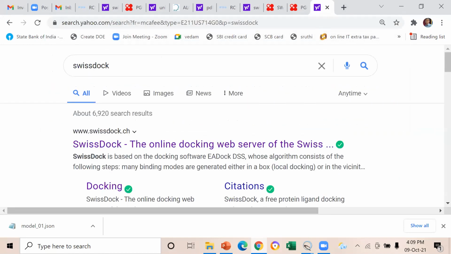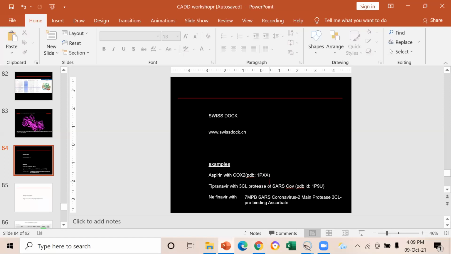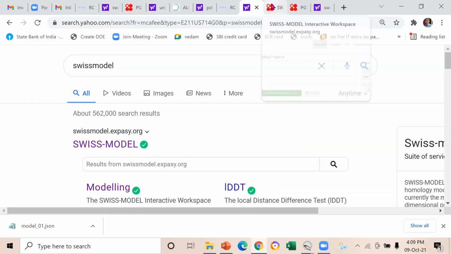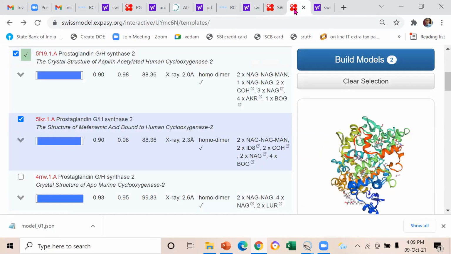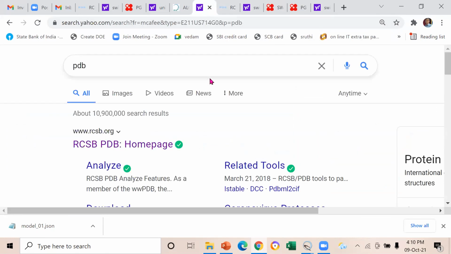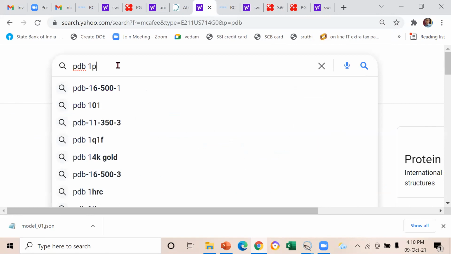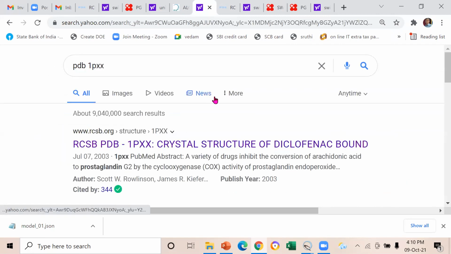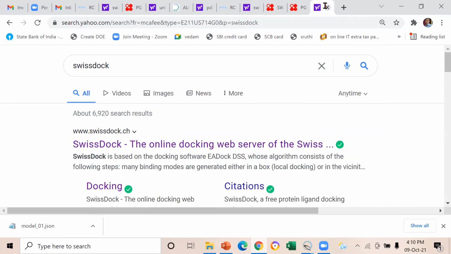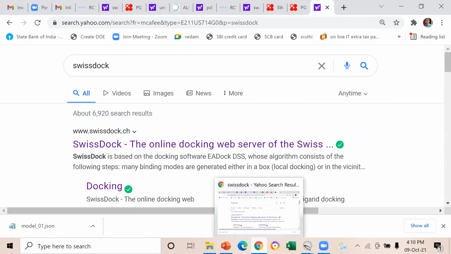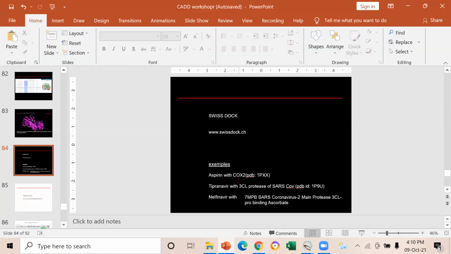So I'm going to use cyclooxygenase 2, 1PXX. What is this 1PXX? This is a structure of a drug called diclofenac, which is used in inflammation, bound to cyclooxygenase 2. Okay, so that's that. So I'm going to use that 1PXX with aspirin. I want to see that.